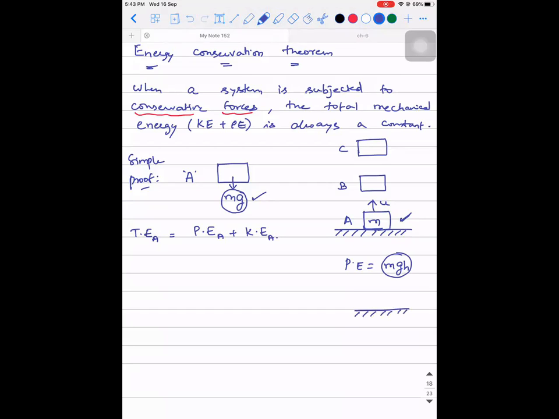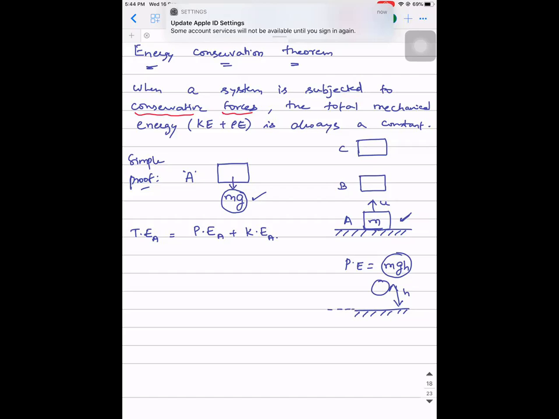h is the distance of the object from a line called the reference line. Reference line is the line with respect to which we are going to calculate the distance. So you can ask me, where do I choose the reference line? It is up to you. You choose anywhere you want, you will get the same answer. So here I am taking the bottommost line as the reference line.